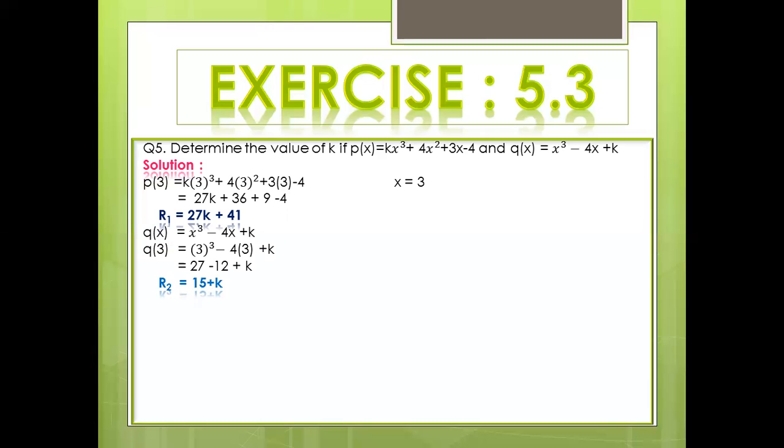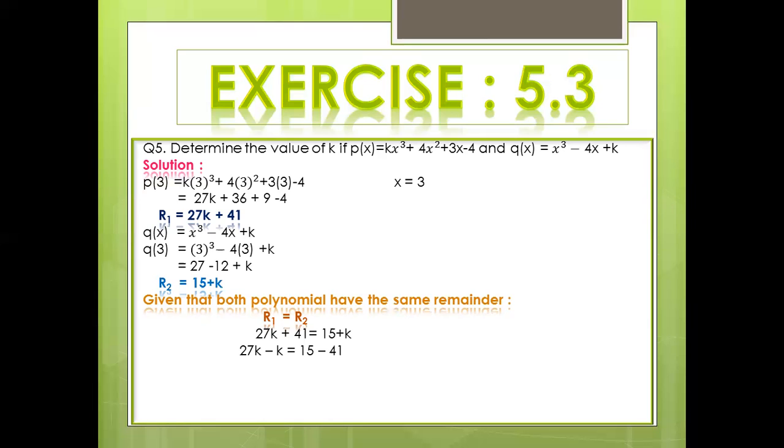Now is the turn of the second polynomial, which is q(x), x cube minus 4x plus k. Again, you put the value of x as 3, and simplifying we see that R2 is equal to 15 plus k. Now we have two remainders, R1 and R2, and according to the demand of the question, they both are equal. So we write R1 is equal to R2. The value of R1 is 27k plus 41, and the value of R2 is 15 plus k.